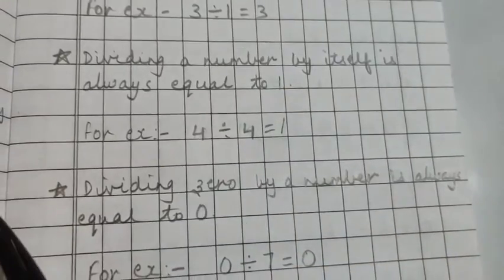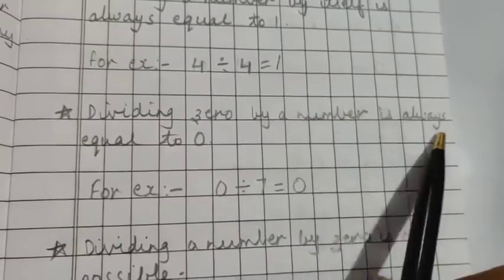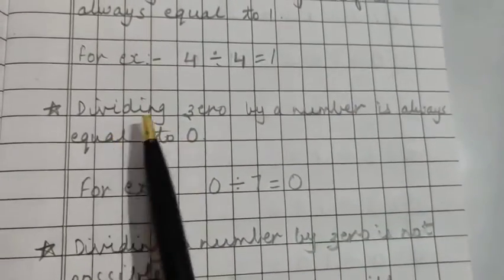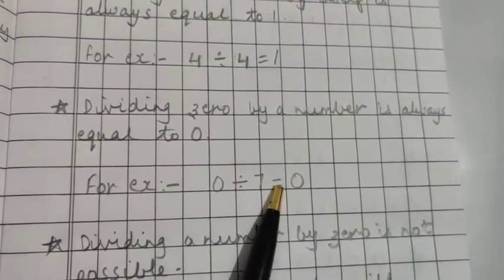Okay, now our next property is dividing 0 by a number is always equal to 0. जब भी हम 0 को किसी भी नंबर से डिवाइड करते हैं तो हमें आंसर में क्या मिलता है? We will get 0 as an answer.